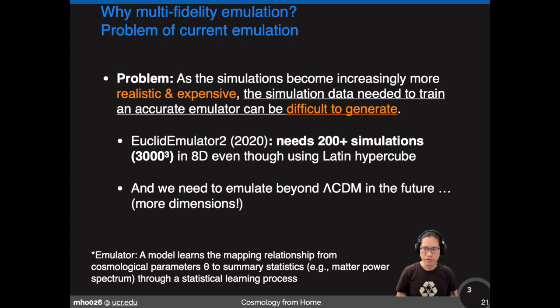In the future, we also want to emulate beyond lambda CDM cosmology, which means more dimensions. This bottleneck largely limits future model development and also limits the model space we can explore. Therefore, a new emulation framework needs to be proposed, and one of the solutions is multi-fidelity.